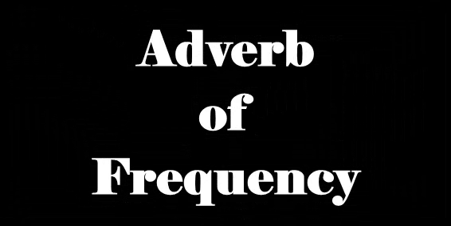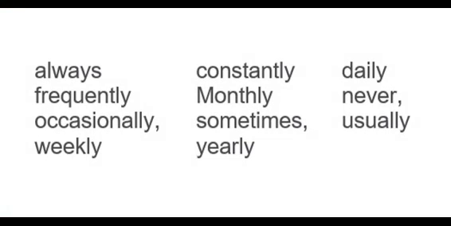The second type of adverb is adverbs of frequency. Adverbs of frequency tell us how often an event occurs or happens. Here are some of the words we can use to show frequency: always, constantly, daily, frequently, monthly, never, occasionally, sometimes, usually, weekly, yearly.